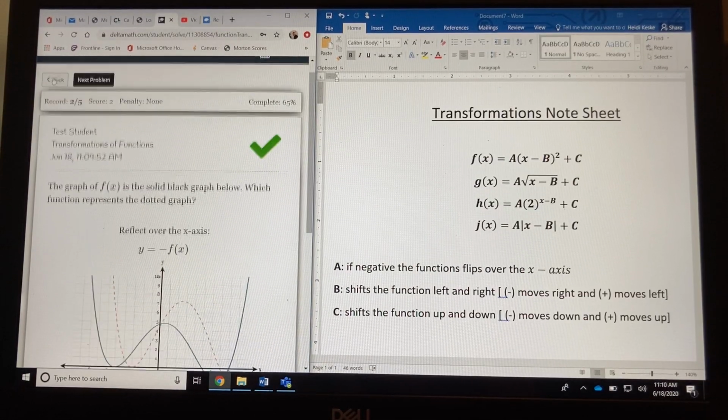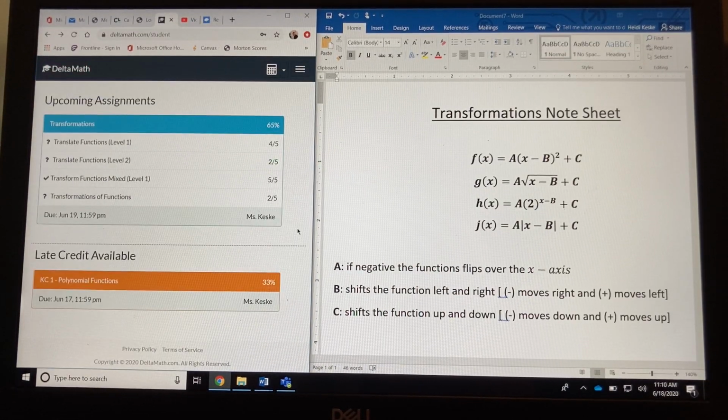That is how you do this today's transformation assignment. Remember, the goal is to get as much of this assignment done as possible. If you do complete it to 100% before class tomorrow, then you don't need to be in class. So good luck. Reach out if you have questions. I am here to help.